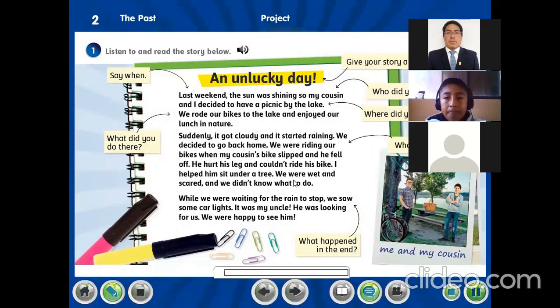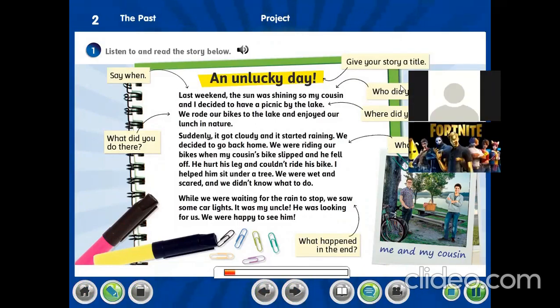Let's listen, okay? Module 2, Project 1. Listen to and read the story below.